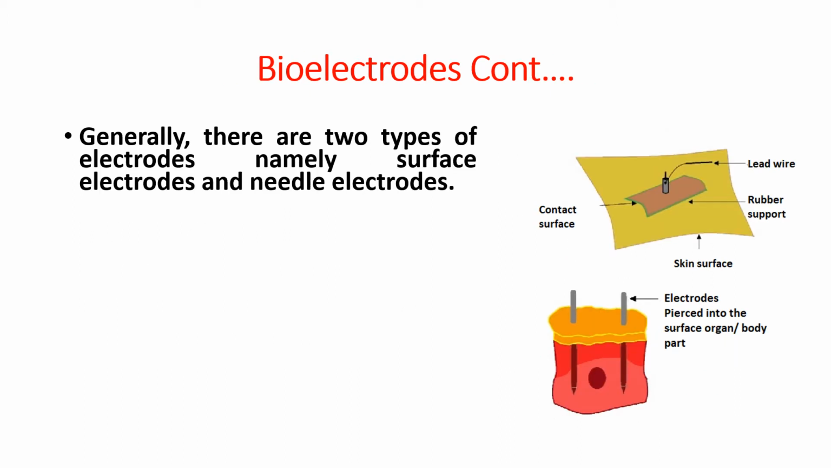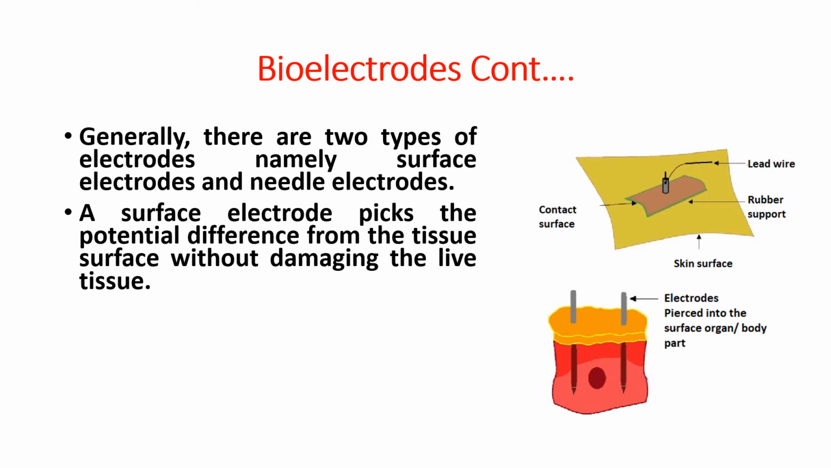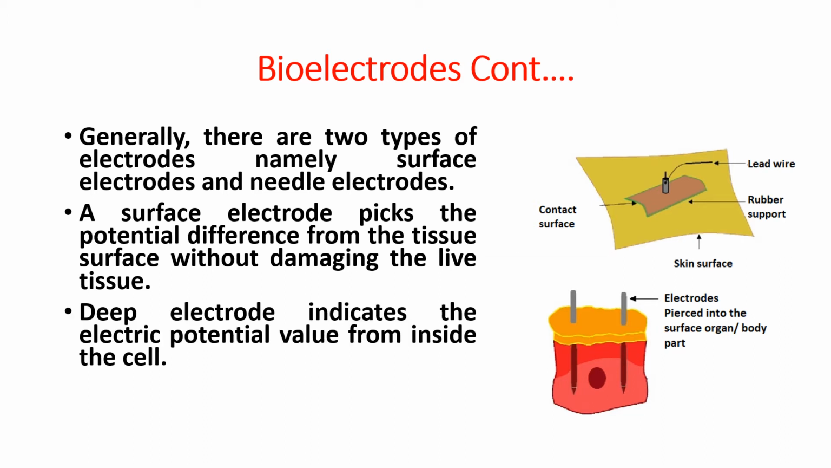Generally, there are two types of electrodes, namely surface electrodes and needle electrodes. A surface electrode picks up the potential difference from the tissue surface without damaging the live tissue. A deep electrode indicates the electric potential value from inside the cell.